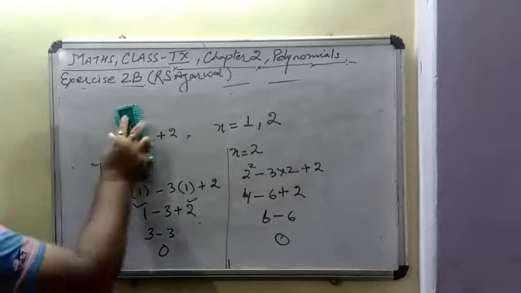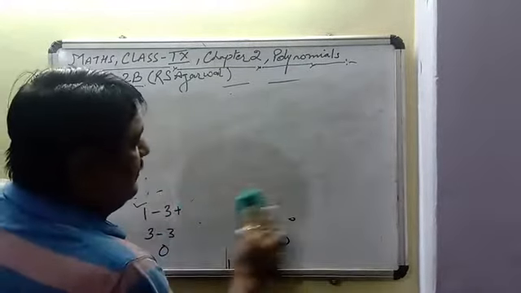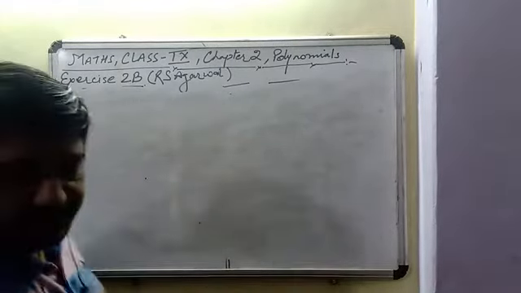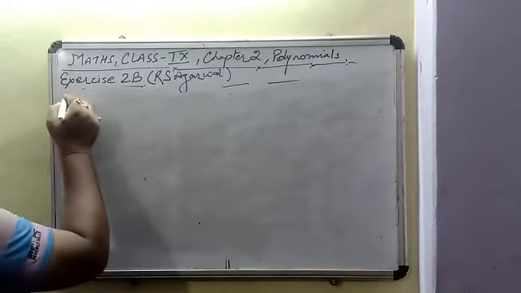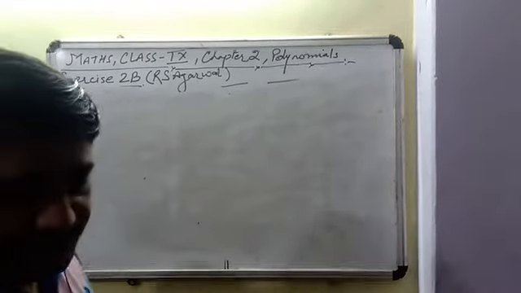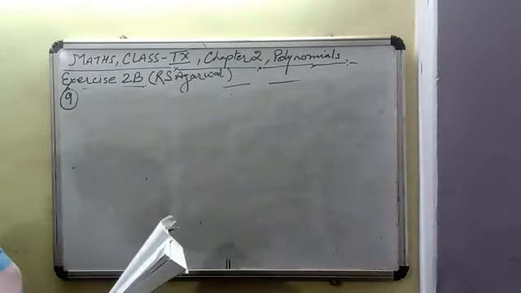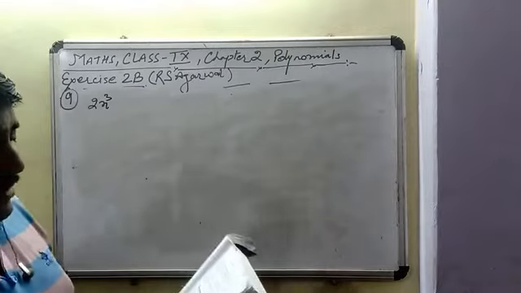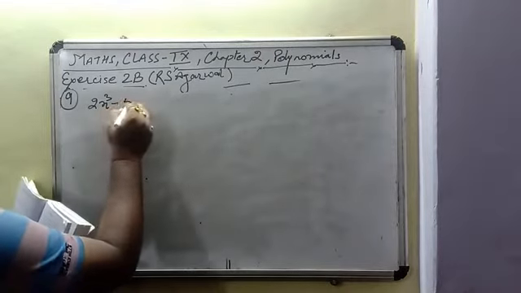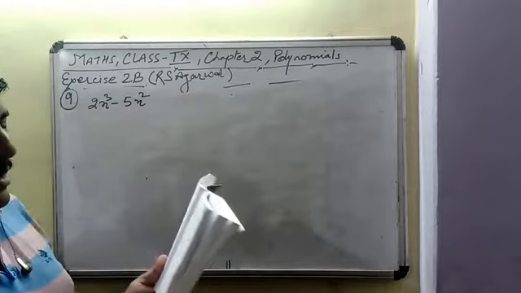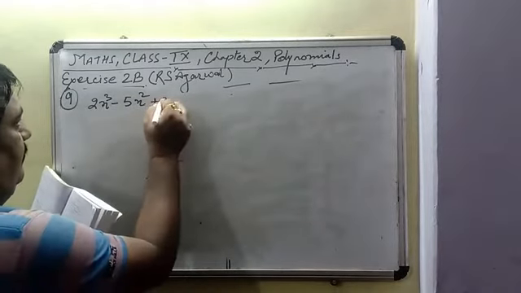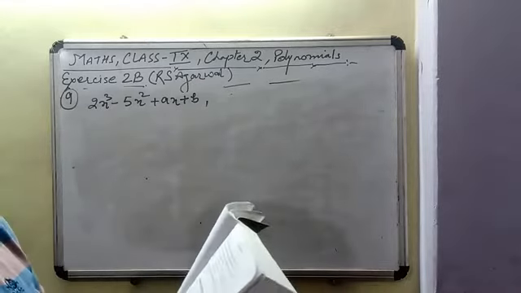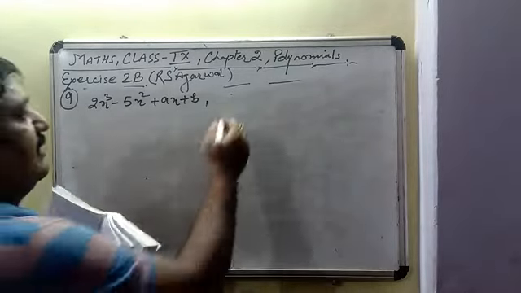So students, let us go a little more further. We will now talk about one of the most important questions of this particular exercise. That is question number 9. Question number 9 is saying there is a polynomial 2x cube minus 5x square plus ax plus b. This is the polynomial.